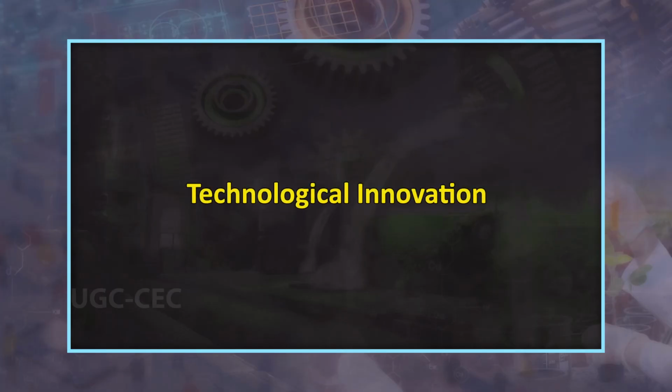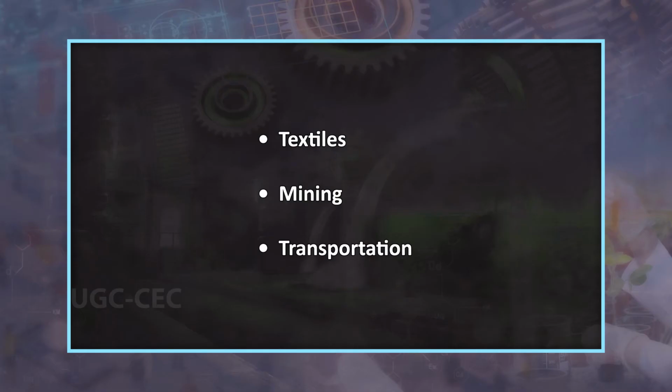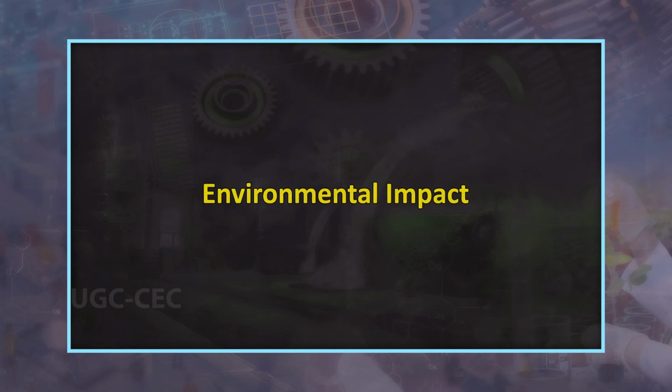Technological innovation. The Industrial Revolution was marked by rapid technological advancements in industries such as textiles, mining and transportation. For example, the steam engine, railroads. Another point is the environmental impact. Industrialization led to significant environmental change, including deforestation, pollution and the beginning of significant impact on climate change due to increased use of fossil fuels.